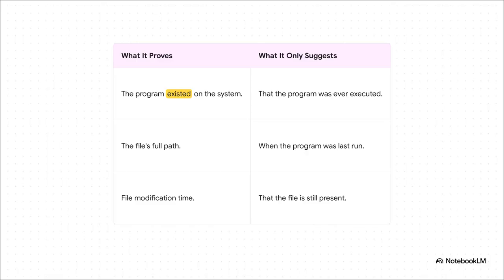Now, what's really fascinating here is the critical difference from a prefetch file. The Shim cache proves that our file, pect.exe, existed on the system. It can even tell us the full path to exactly where it was located.